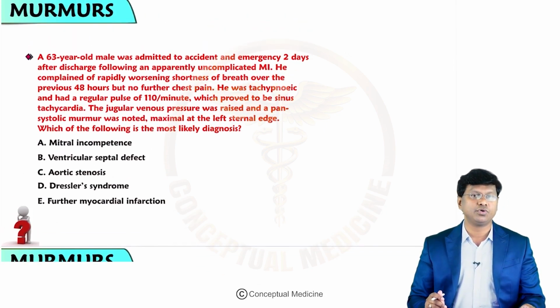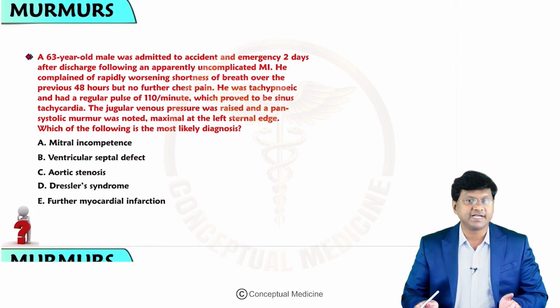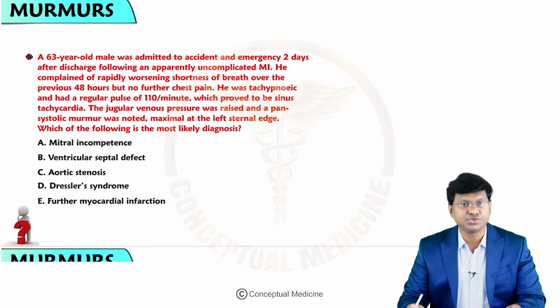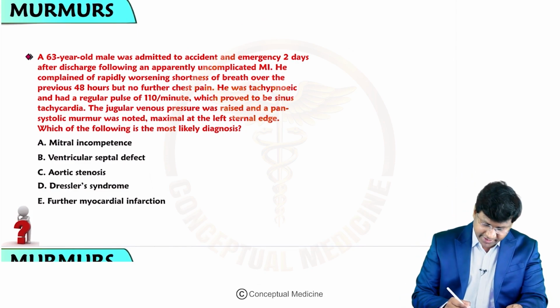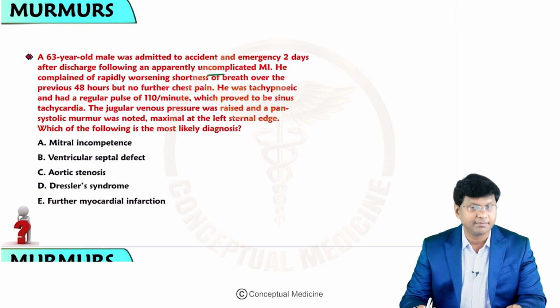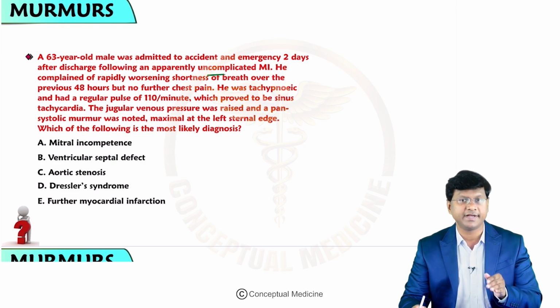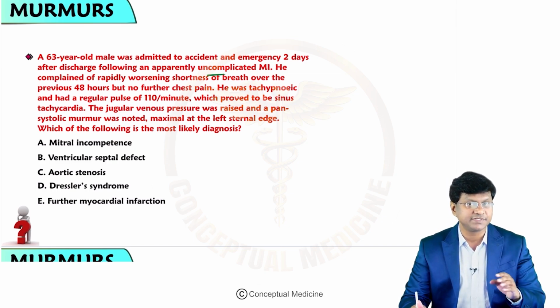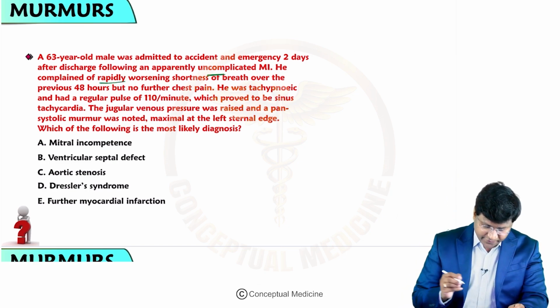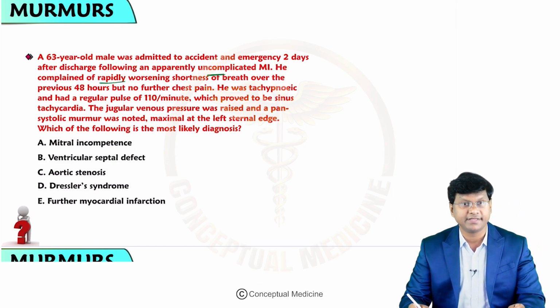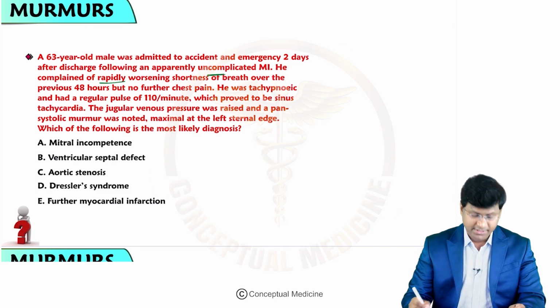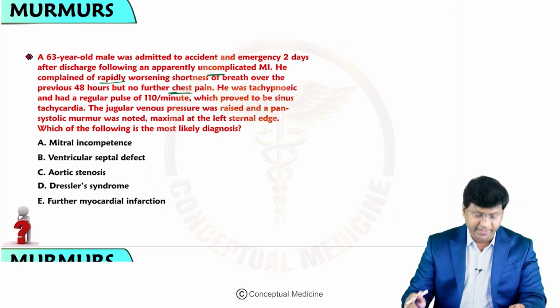A 63-year-old male was admitted to the accident and emergency 2 days after discharge following an apparent uncomplicated myocardial infarction, right? He had an uncomplicated MI previously and got discharged. And 2 days after the discharge, again, the patient was admitted to the accident and emergency department. And he complained of rapid worsening shortness of breath over the previous 48 hours, but no further chest pain.